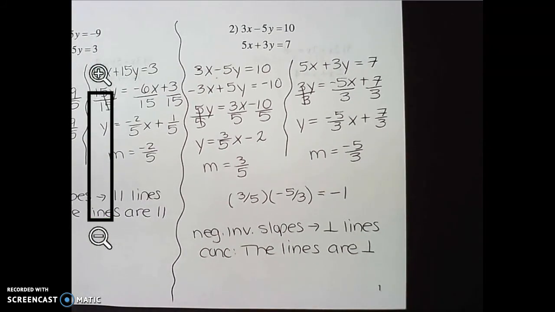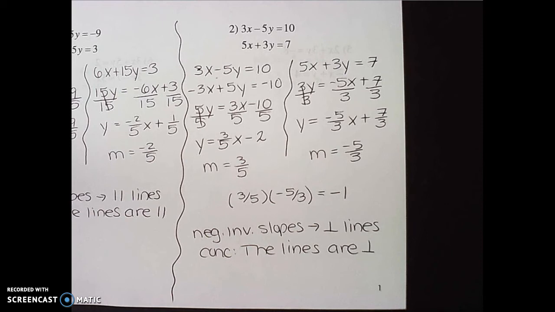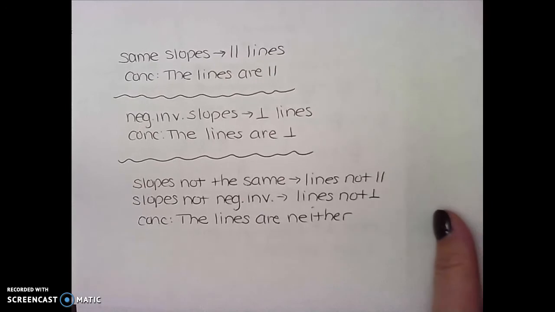We have one more case that I'm not going to do an example of, but I do want to talk about what our explanation would look like. If we're going to prove that the lines are neither parallel nor perpendicular, then we need to show and explain that the slopes are not the same, which makes them not parallel, and they're not negative inverses, which makes them not perpendicular.